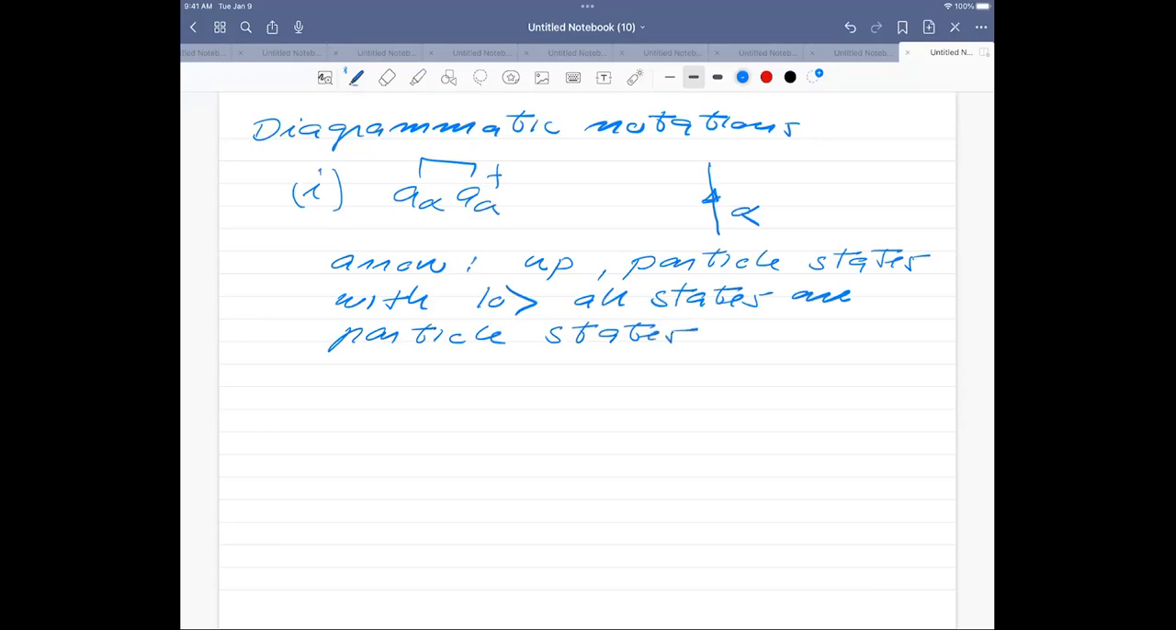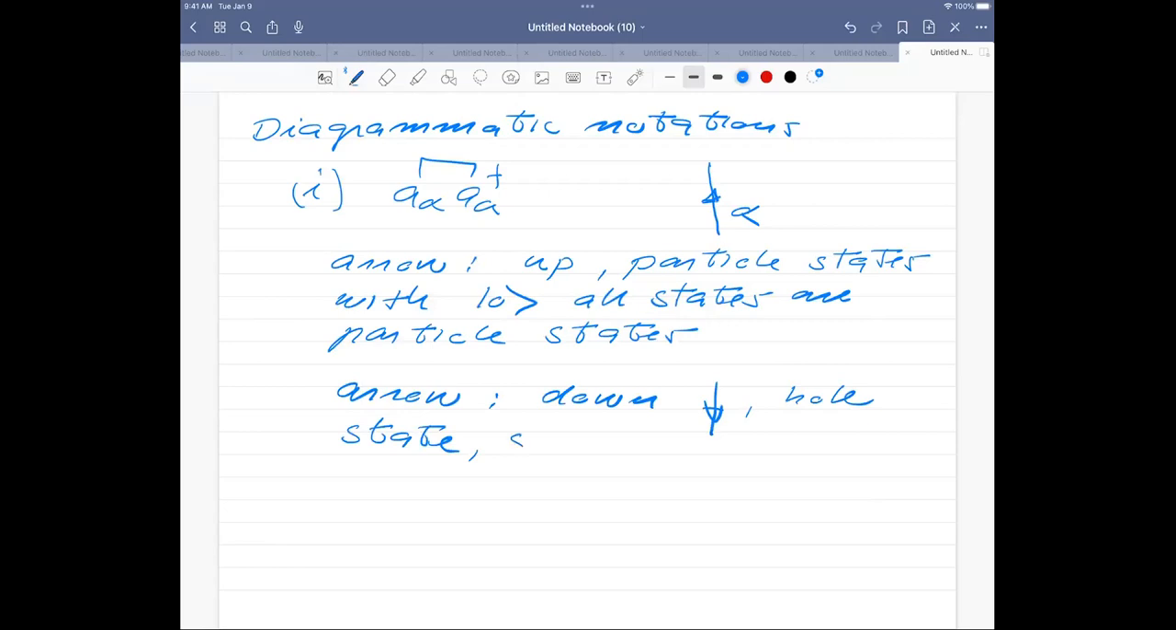And then if we have an arrow which points down, like this, then this is going to be called a hole state. And this is a state below the Fermi level, which has been vacated. So that means that you have kicked out a particle state from below the Fermi level to above the Fermi level. So you leave a hole state. And that's why they're called holes. Now we come back to this formalism tomorrow. So there's a hole state.